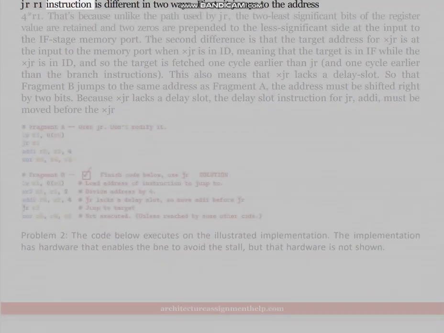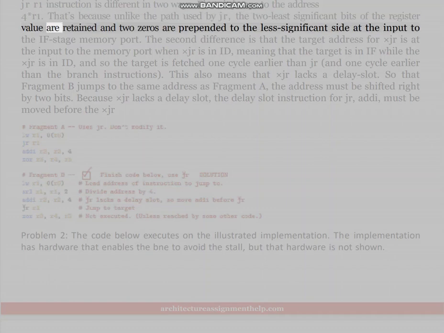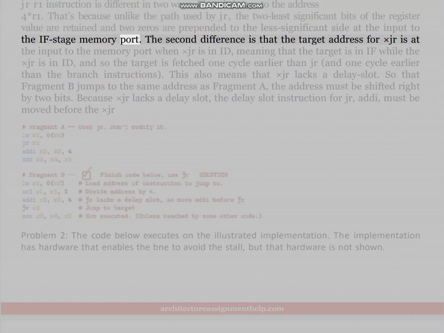The xJR R1 instruction is different in 2 ways. First, it jumps to the address 4*R1. That's because unlike the path used by JR, the 2 least significant bits of the register value are retained and 2 zeros are prepended to the less significant side at the input to the IF stage memory port.